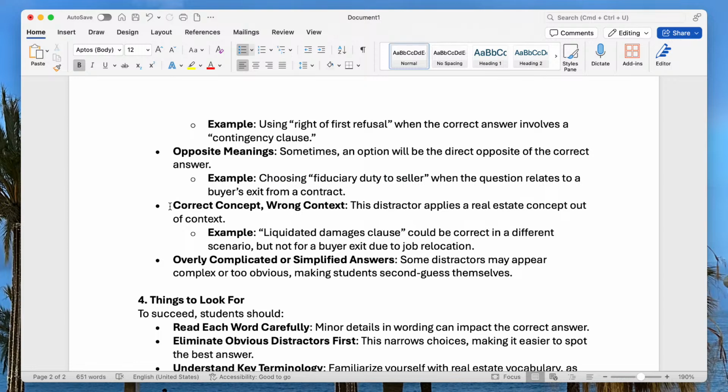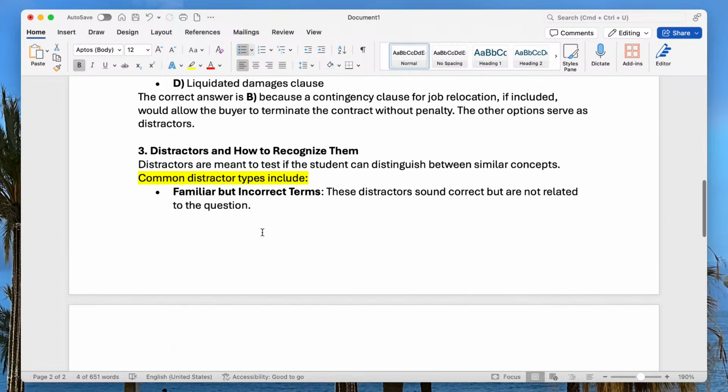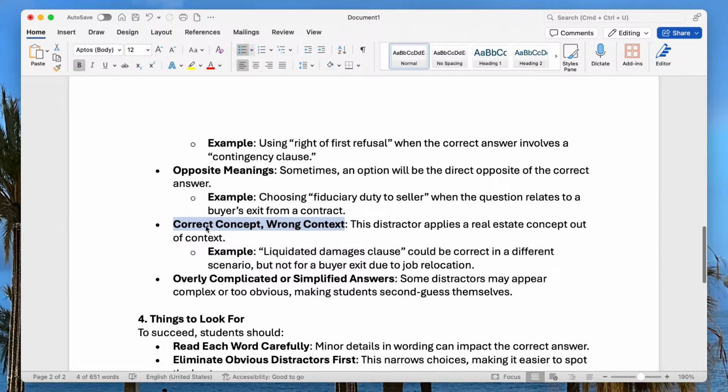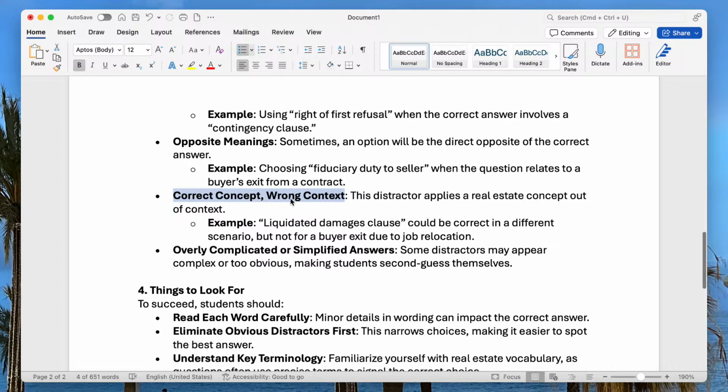The next type of answer is the correct concept, but the wrong context. This distractor applies a real estate concept out of context. The example in the question we looked at is, the buyer wants to back out without facing legal penalties. Well, liquidated damages clause has nothing to do with that. It's a correct concept, but it's in the wrong context. Liquidated damages clause could be correct in a different scenario, but not for the buyer exiting due to job relocation. Now, this is a very important point, and this is probably what trips more students up than anything: the correct concept, the wrong context.